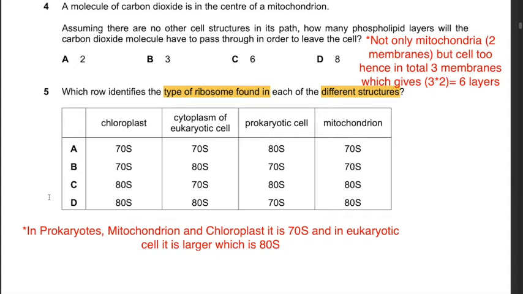Now the mitochondria has a mitochondrial envelope, which is a double membrane. Since it is double membrane, it has two membranes, and if you consider the membrane of a cell, it will have altogether three membranes, and one membrane is made up of a phospholipid bilayer, which is two layers of phospholipids. Hence the overall answer is 3 times 2, which is 6 layers. Hence the answer is C.